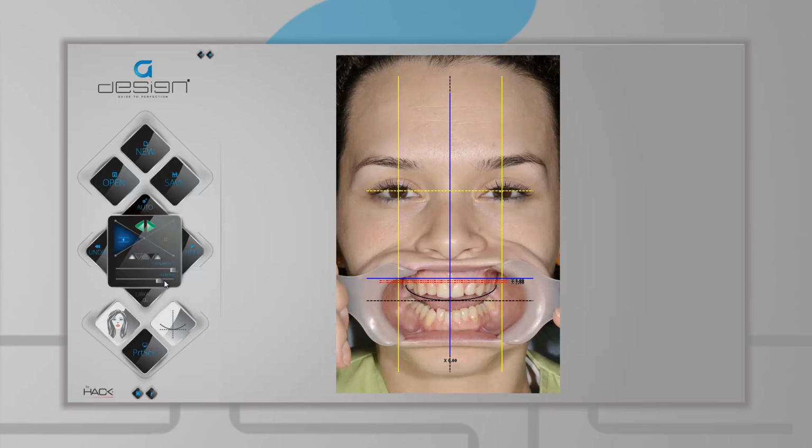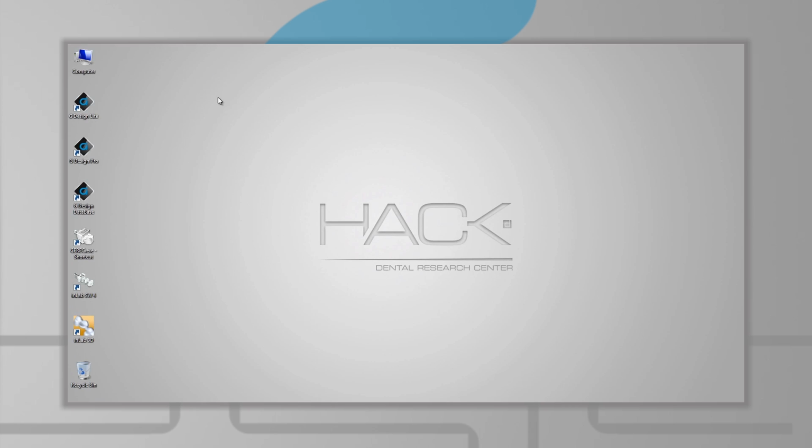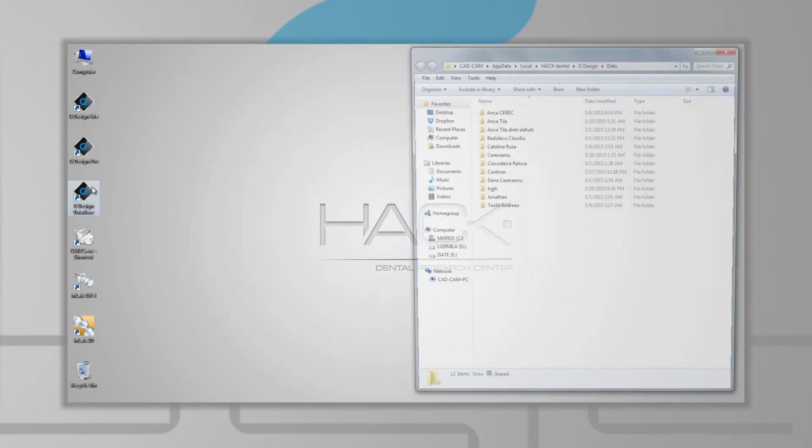To finish the process, you can capture the portrait photo and the existing information by pressing Print Screen. You can access previous images by pressing Library or by browsing the application database.